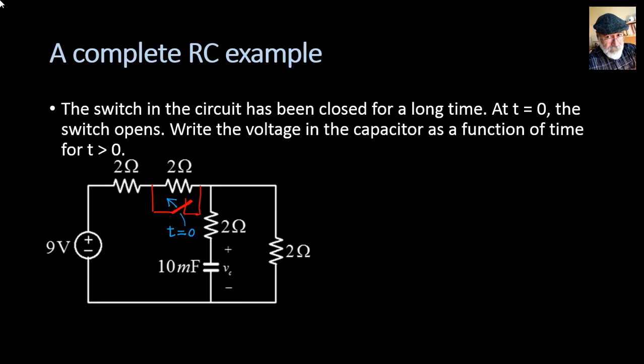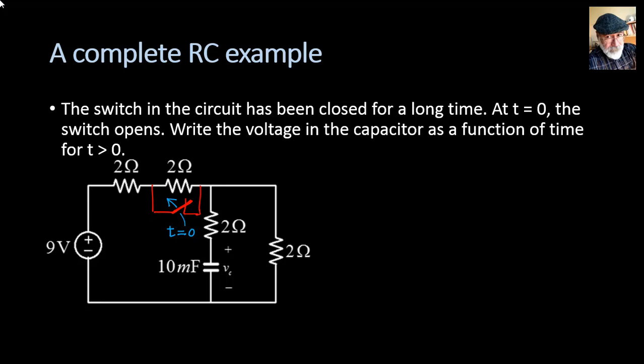Let's go over a complete RC example. The switch in the circuit has been closed for a long time. At t equals 0, the switch opens. Right, the voltage in the capacitor as a function of time. Fine. The switch has been closed for a long time. The circuit was in steady state. The only one source is DC, it's DC steady state.